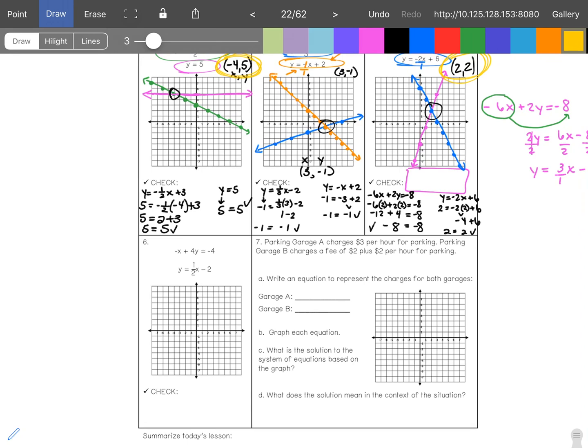Okay, on number 6, if you want to pause this one and try this one on your own, you can. Those of you that are in my room right now, I'm making a video and I don't know how to pause this thing. So I've got 2 more problems and then I will be with y'all.